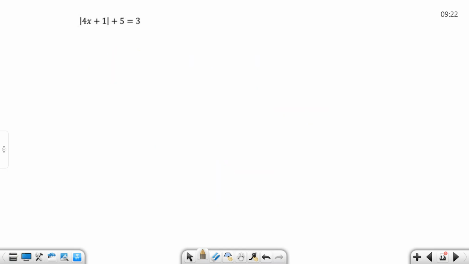So let's look at another one. 4x plus 1 in absolute value plus 5 equals 3. Do I know if this has two equations, one equation, or no equations yet? And you're like, oh, it's got 2. It's equal to 3. Is the absolute value by itself?